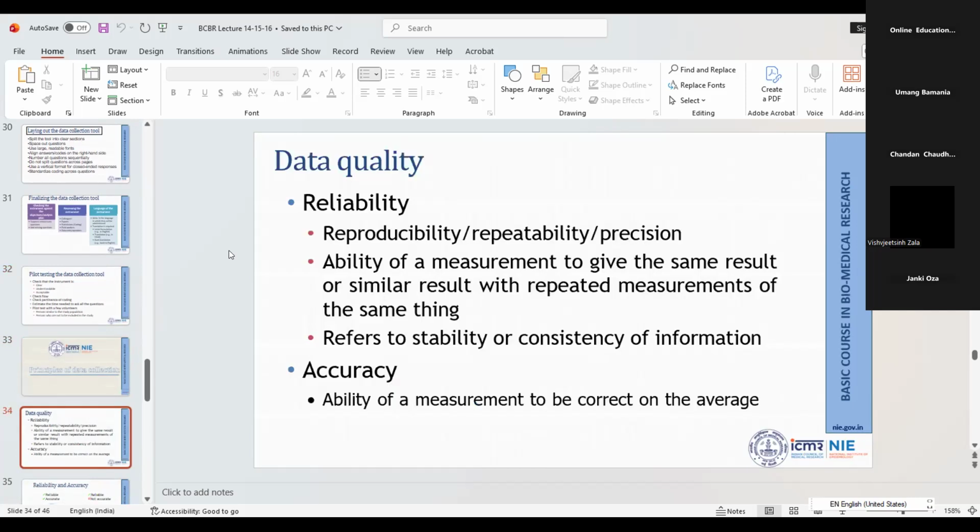So for data collection, we require data quality, and here there are two principles: reliability and accuracy. We discussed earlier that reliability is like reproducibility, repeatability or precision. It is the ability of a measurement to give the same result every time when repeated. It refers to the stability or consistency of information, and accuracy means giving the correct result every time or on average.